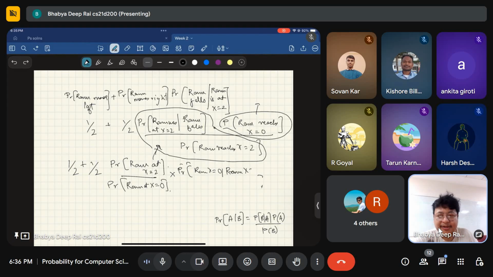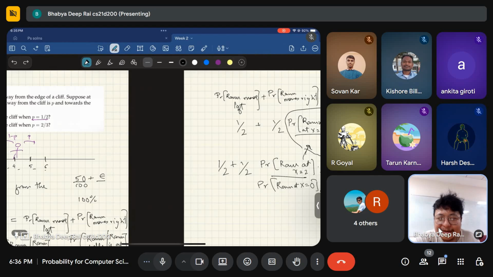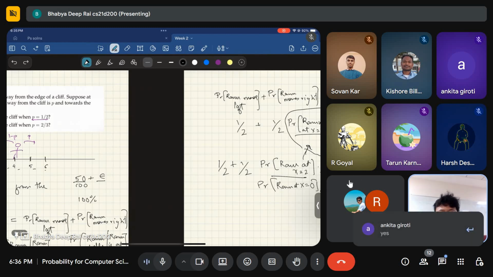Okay. Oh wait, is there a latency? I changed my page. It's not reflecting on my screen. Is anything I'm writing visible? Because on my end, okay, great.